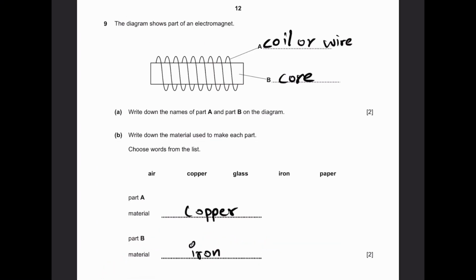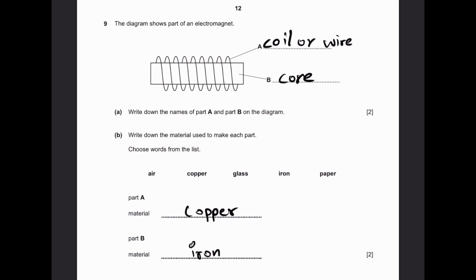The diagram shows part of an electromagnet. A. Write down the names of part A and part B on the diagram. So part A, which is this string-like thing, is actually a coil or wire tied around the core, which is part B. B. Write down the material used to make each part.